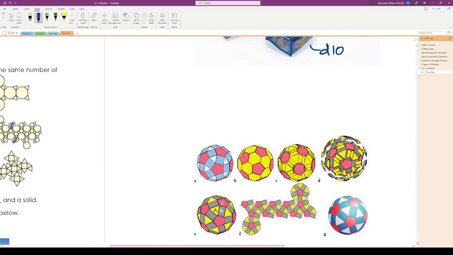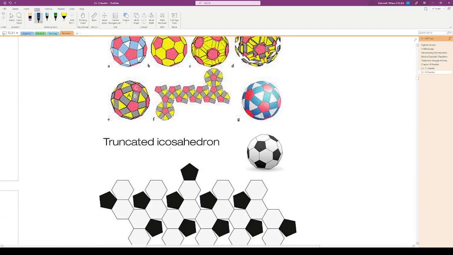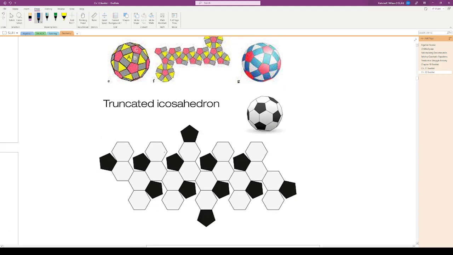So one interesting thing is soccer balls are what we call a truncated icosahedron. So icosahedron was our 12-sided shape. And if you think about that 12-sided shape, it was all pentagons.